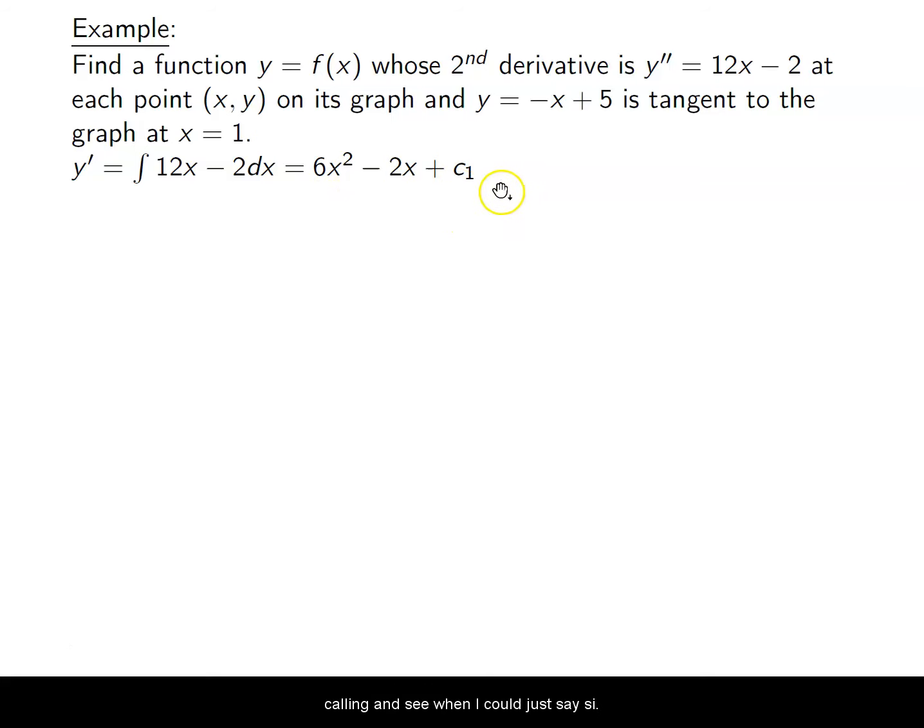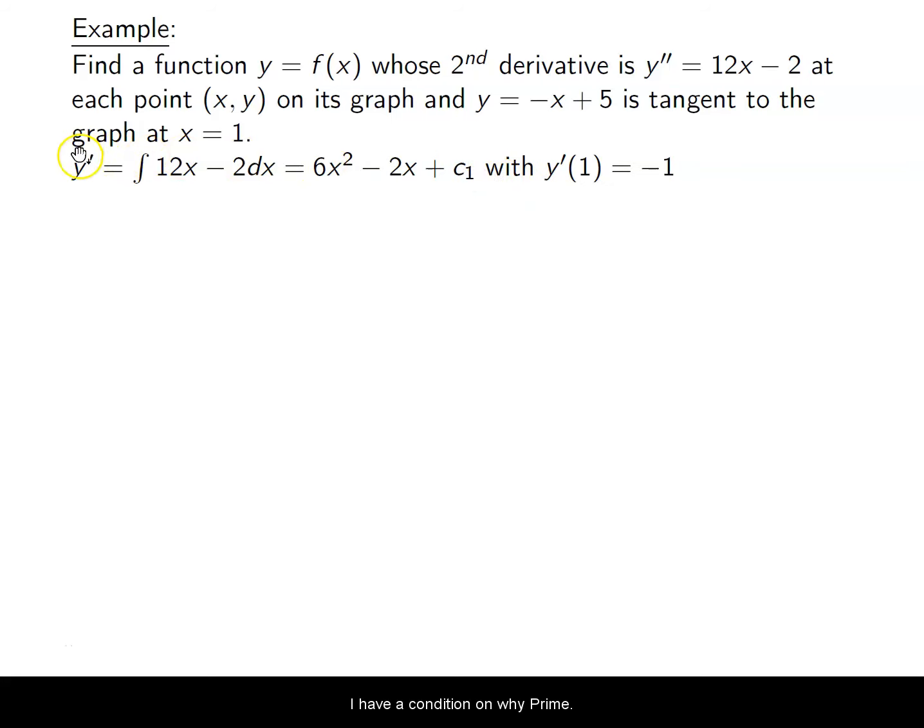Now I'm calling it c1. I could just say c, but I'm calling it c1 because in order to get down to y, I will need to integrate this again, which will give me another constant of integration, which I need to call something else. So since I'm going to have more than one constant, I'm going to differentiate between them by giving them subscripts like we normally do in mathematics, right?